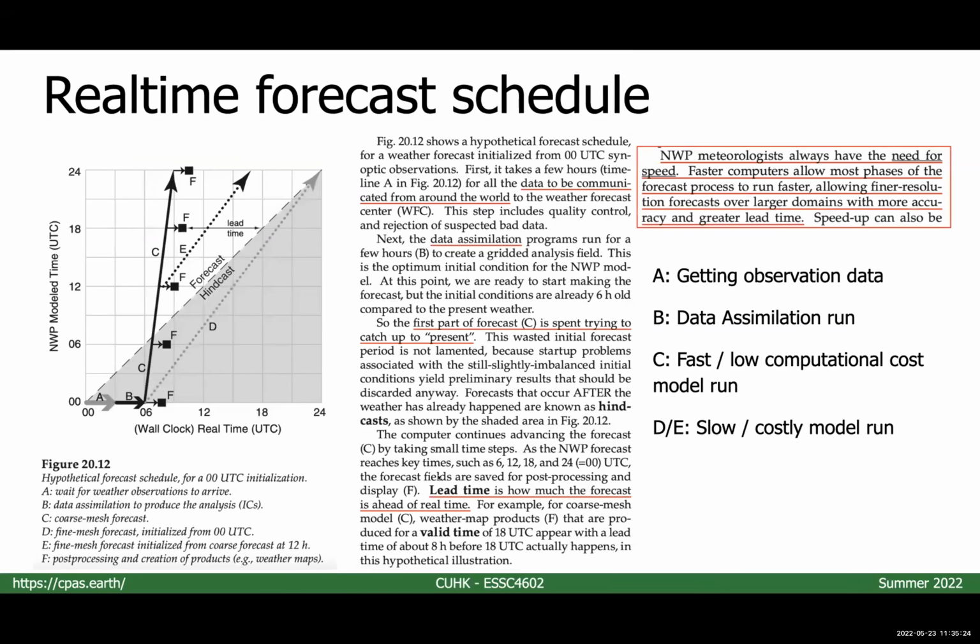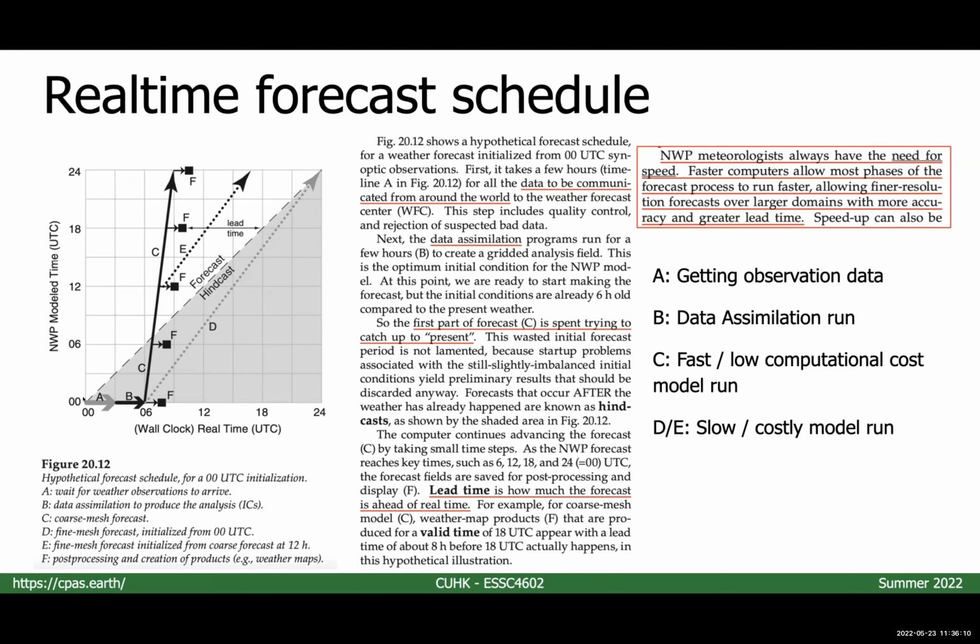The first one is actually a question some students asked previously. If we want to make real-time forecast, then we have to consider this chart: the x-axis is the wall clock time, and the y-axis is the NWP model time. Take the example that we want to run a prediction that starts from hour 00 UTC. UTC is the universal time, which is basically the Greenwich time.